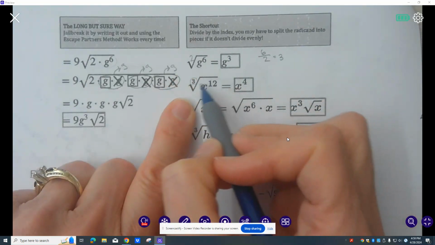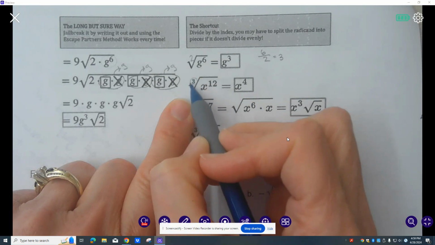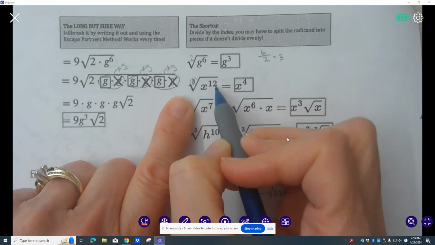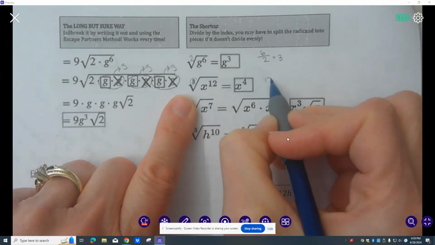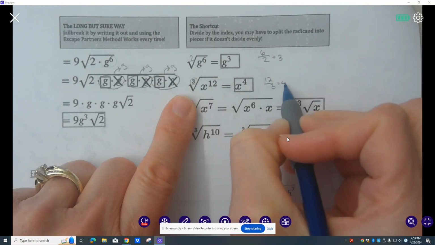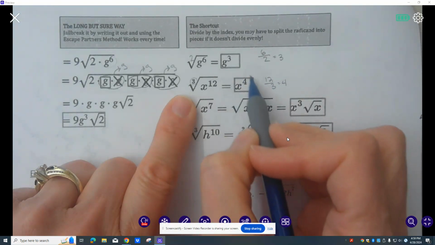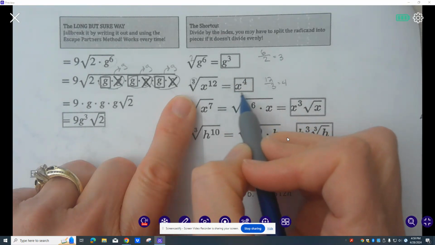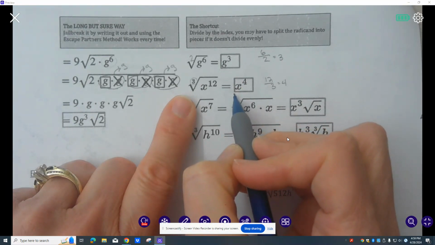So here's another example. I'm doing a third root, so my index is 3, of x to the 12th. 12 divided by 3 is 4. So what would escape would be 4 x's, or x to the 4th.